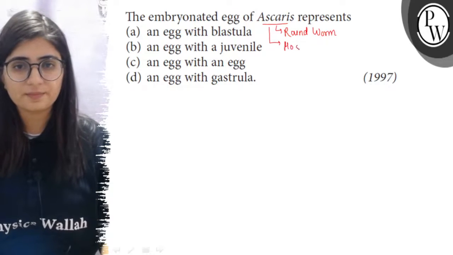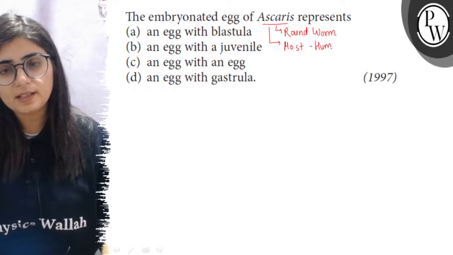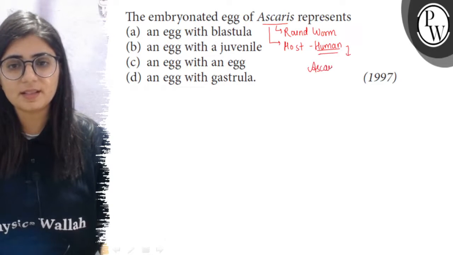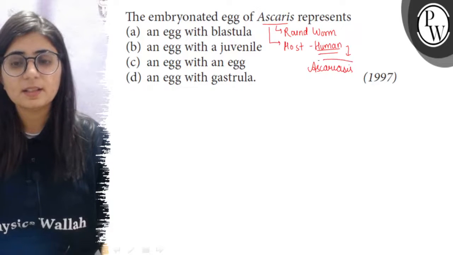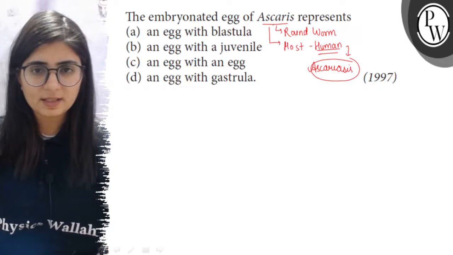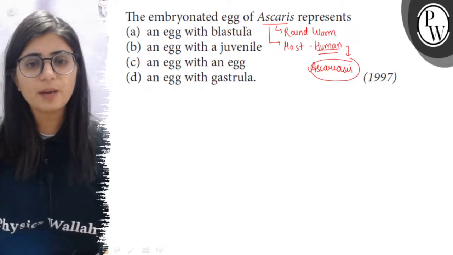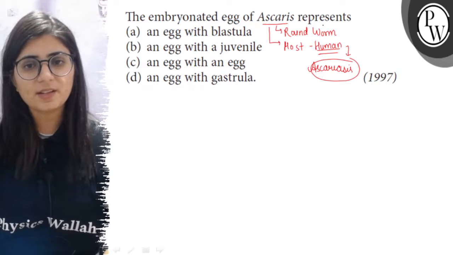its host is human being. So it lives in the small intestine of human beings and it causes the disease Ascariasis. Now this Ascaris is having a complicated life cycle. Now here the question is the embryonated eggs of Ascaris represent.